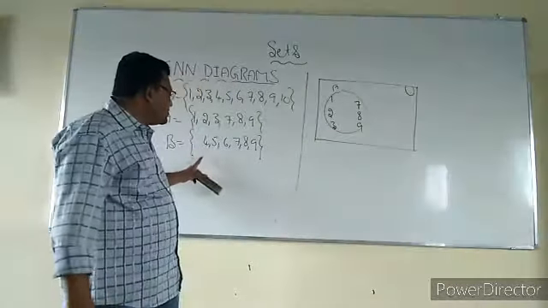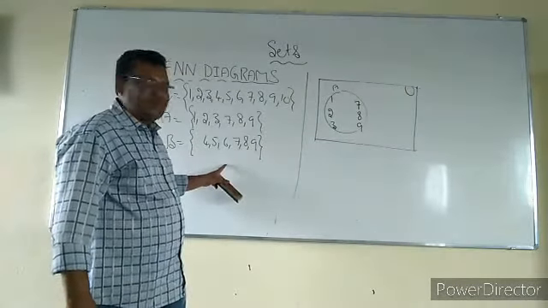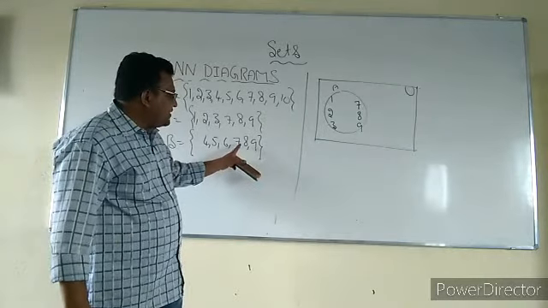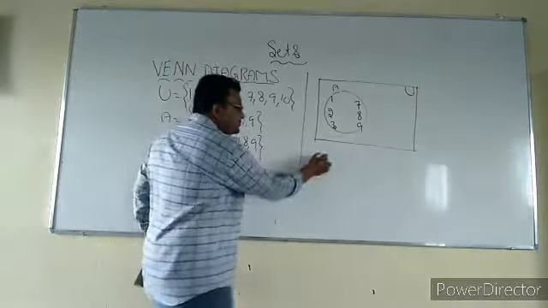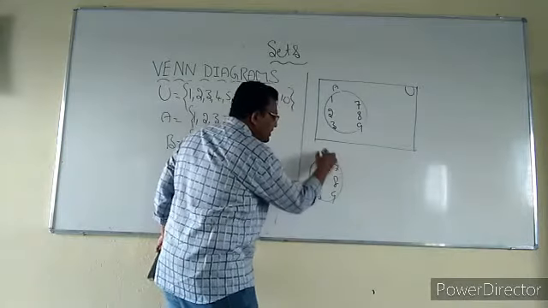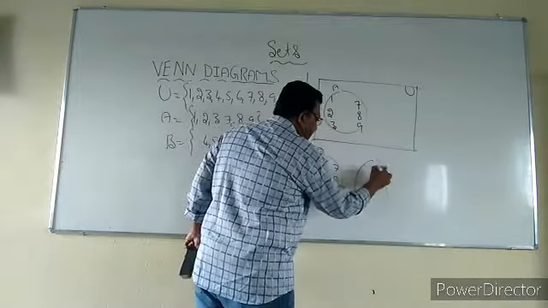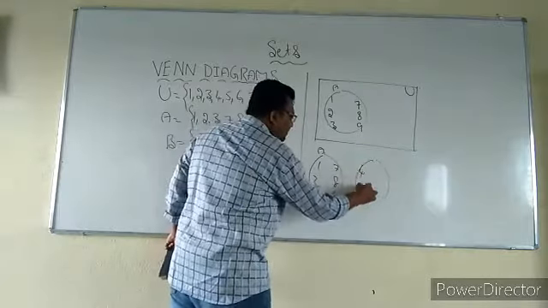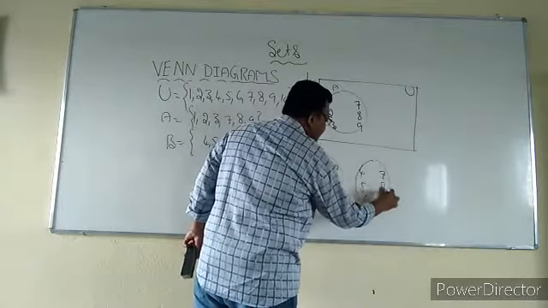And now coming to B. In B, what are the elements? 7, 8, 9 are common, with 1, 2, 3, 7, 8, 9 in A. And now in B, 4, 5, 6, 7, 8, 9.